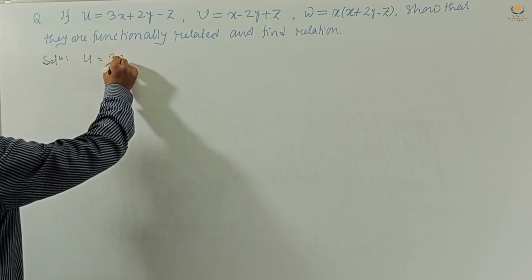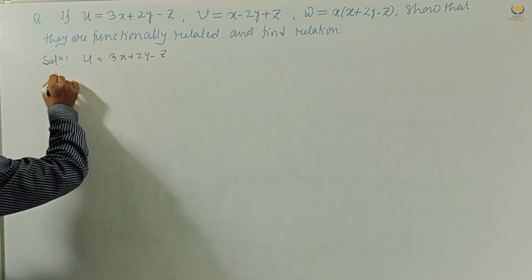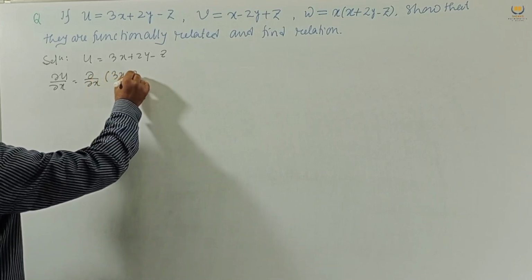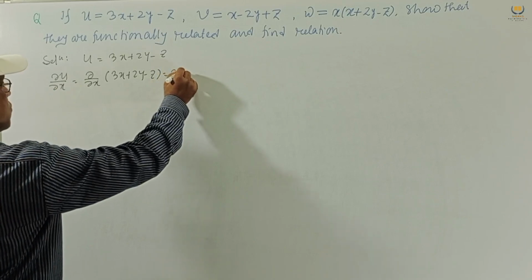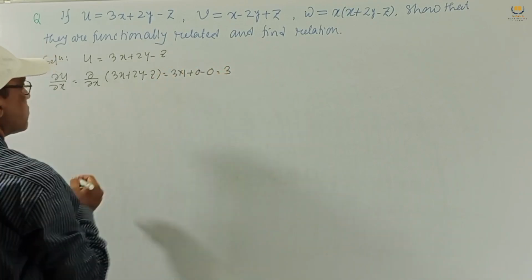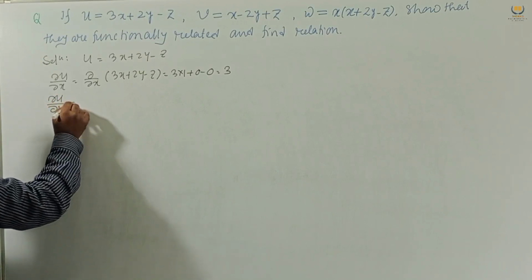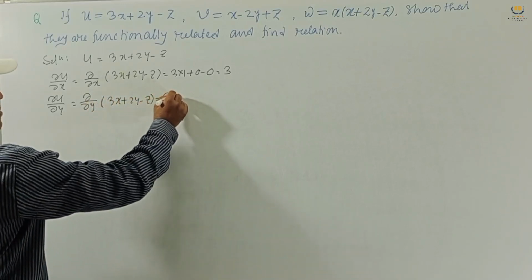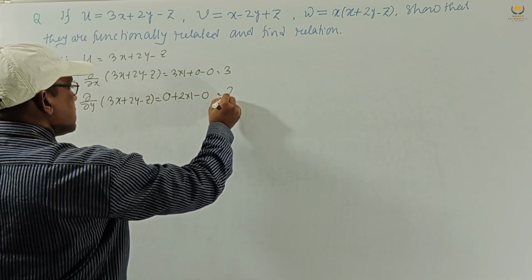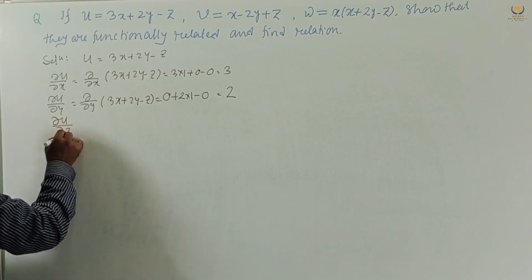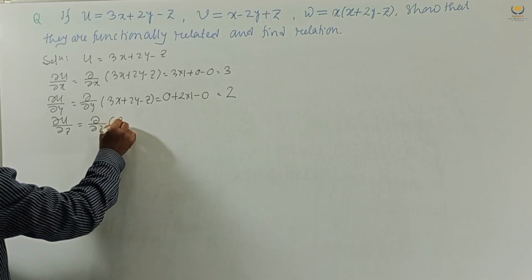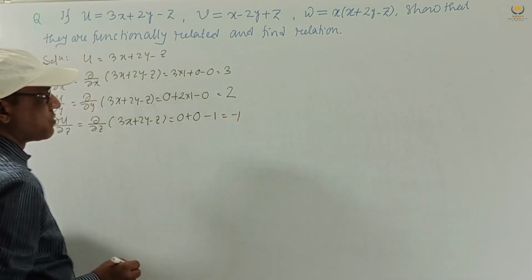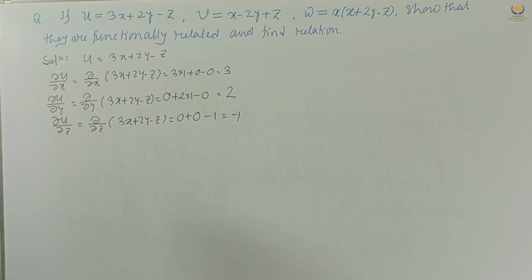u equals, given, 3x plus 2y minus z. Del u del x, del del x of 3x plus 2y minus z. This is 3 into 1 plus 0 minus 0, this equals 3. Del u del y, del del y of 3x plus 2y minus z, 0 plus 2 into 1 minus 0, this is 2. Del u del z, del del z of 3x plus 2y minus z, 0 plus 0 minus 1, this is minus 1. We get del u del x, del u del y, del u del z.